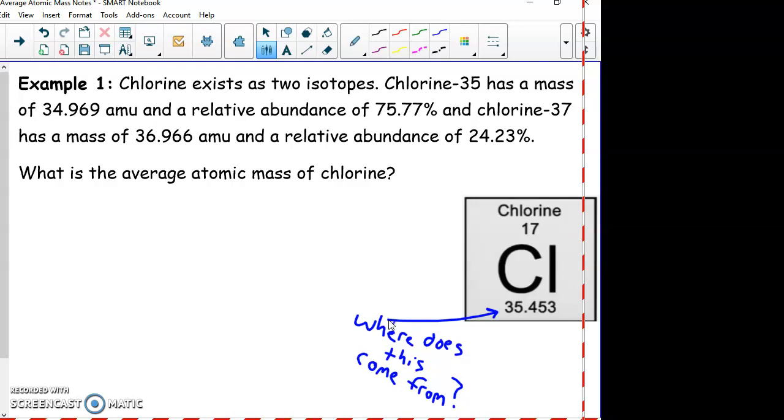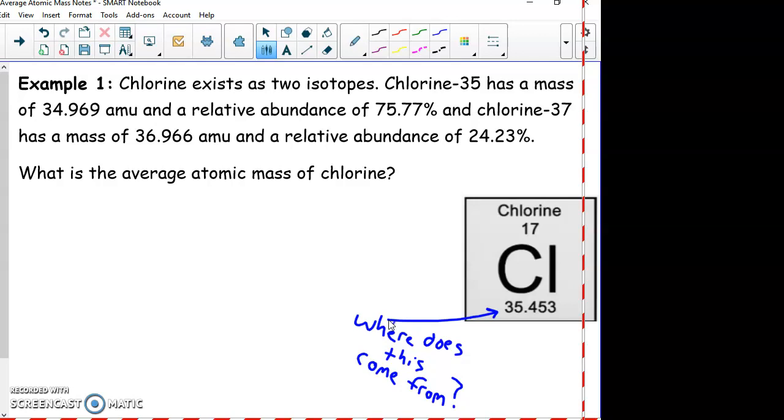So we have this problem. Chlorine exists as two isotopes. There's chlorine 35, which has a mass of 34.969 atomic mass units and a relative abundance of 75.77%. Chlorine 37 has a mass of 36.966 atomic mass units and a relative abundance of 24.23%.